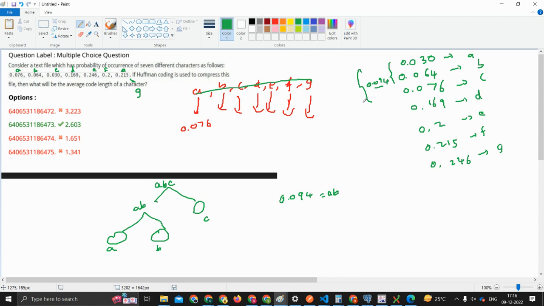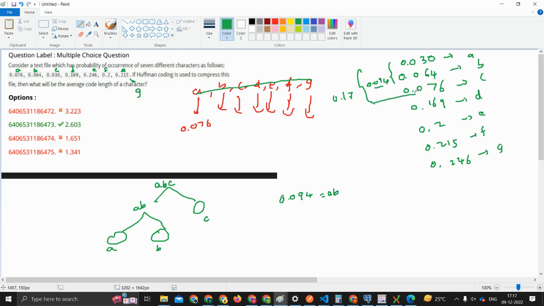It can go either left or right; that is not a problem. So what have we added for ABC? You'll have to add them: 94 plus 76, plus 0.169, that is 0.17. Let me bring in my calculator first. Yes, it's 0.17. Correct. So that is for ABC.